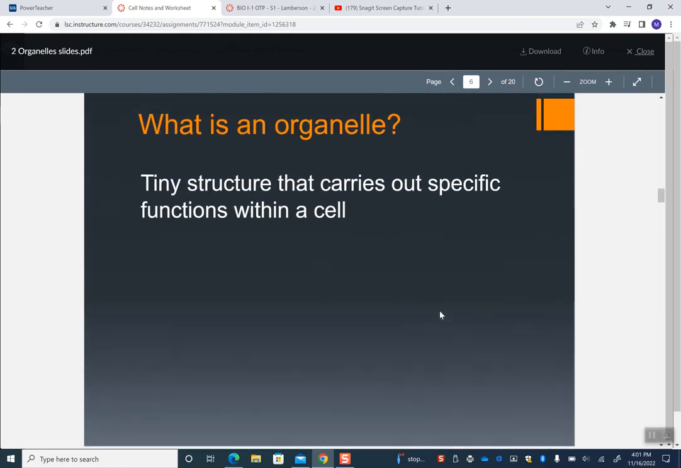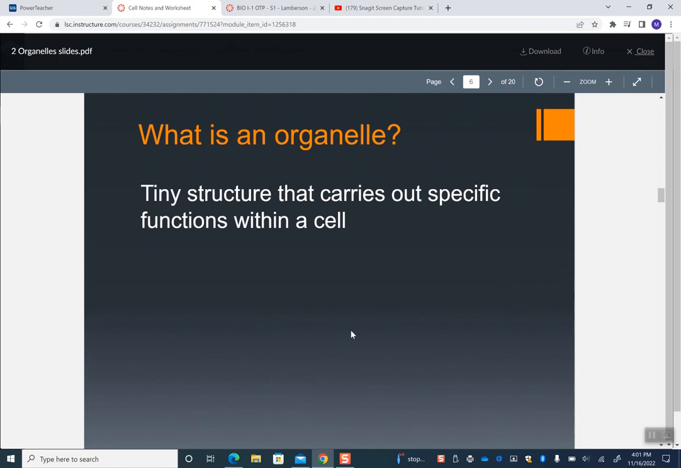All right, so our next few slides, I'm going to cut off this video, and our next few slides we will go through each of those organelles, we will define their functions, what cells we find them in, and we will color them in.